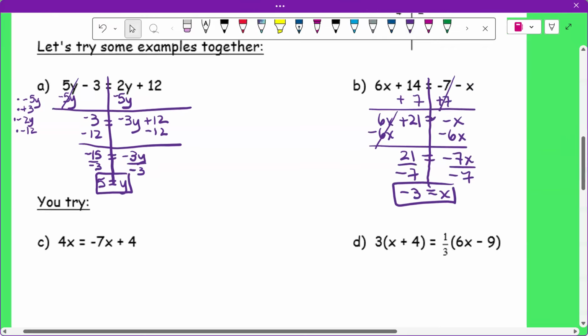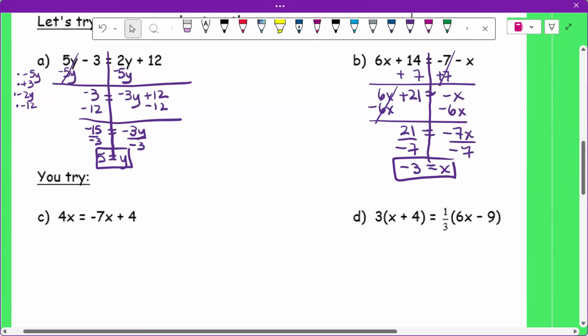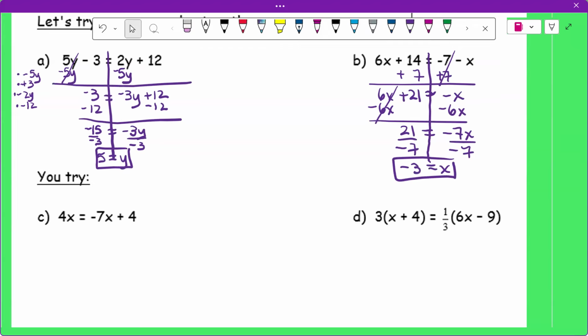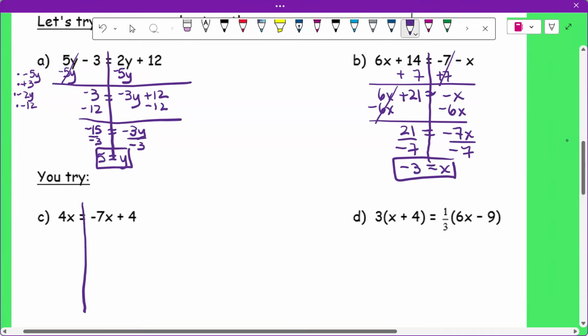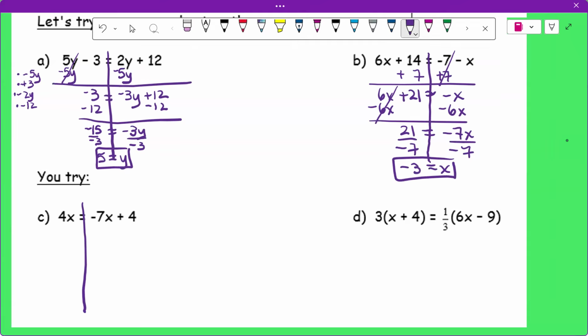Take a look at C. Now here we see that one side has a variable term and the other side has a variable term and a constant. Would it make sense to subtract the 4 to start here? Not really, right? Because if I subtract this 4, all I'm doing is I'm moving the positive 4 to the other side of the equation. That's not going to be helpful. Because remember, our goal is to collect variable terms on one side and constants on the other. If there's only one constant, leave it where it is.